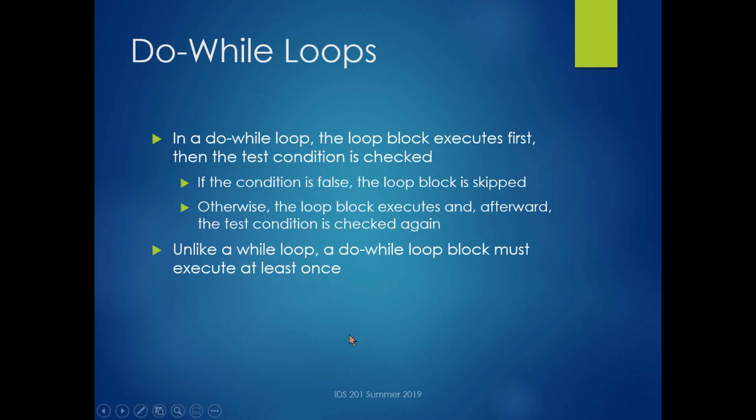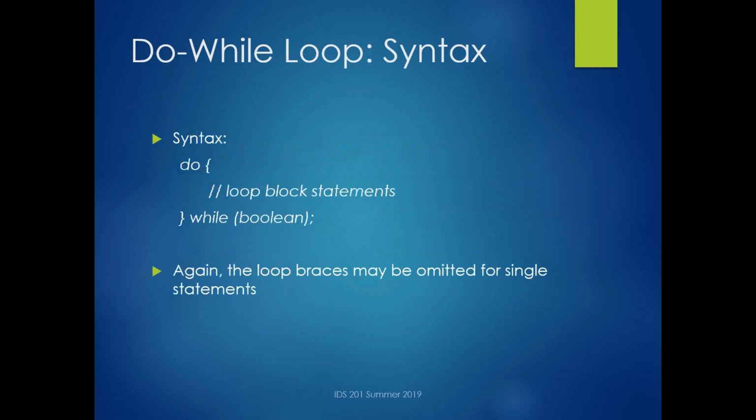Now, do while loops, like I said, the loop block executes first, and then the test condition is checked. So if the condition is false, the loop block is skipped. Otherwise, it executes as long as the test condition is true. So the difference is, unlike a while loop, a do while loop block must execute at least once. That doesn't necessarily mean it's going to execute one more time than an equivalent while loop. It just means it's always going to execute at least once.